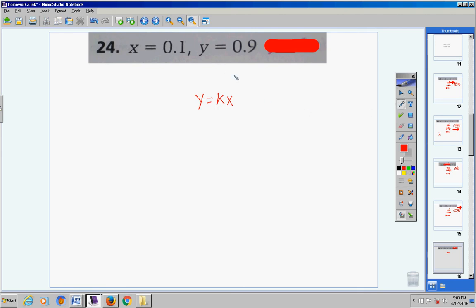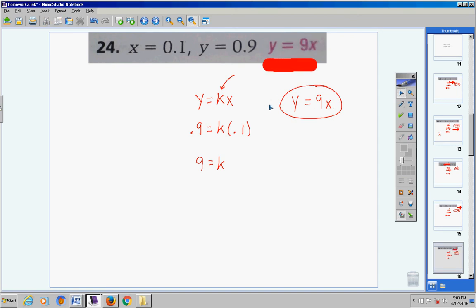The first thing we do is we solve for k. So where the y is, I'm going to substitute 0.9. And where the x is, I'm going to substitute 0.1. Now divide both sides by 0.1. So 0.9 divided by 0.1 is 9. So 9 equals k. Where the k is right here, I'm going to substitute 9. Because k equals 9. So there's my direct variation model, y equals 9x.